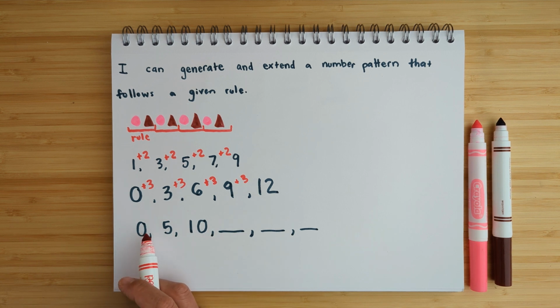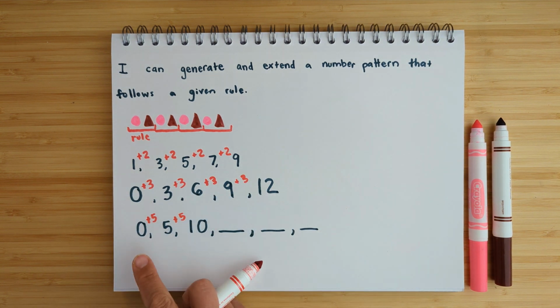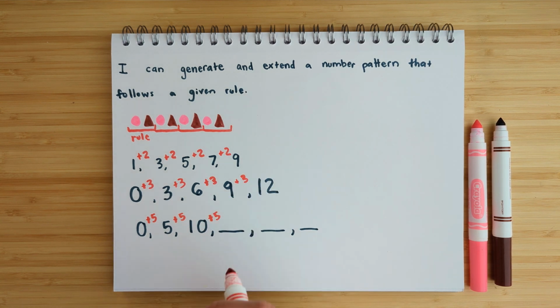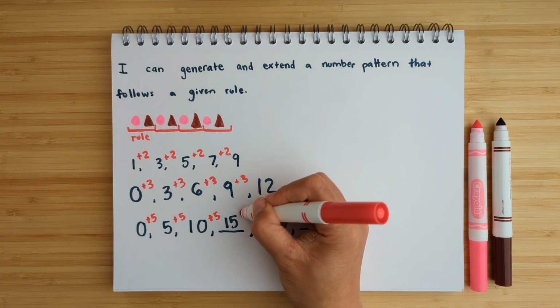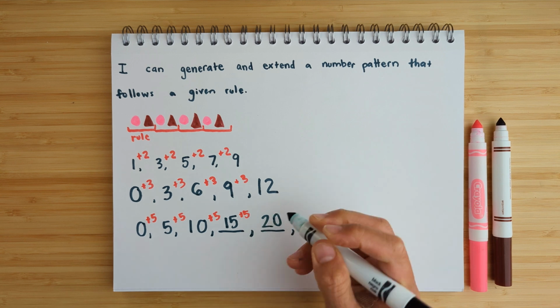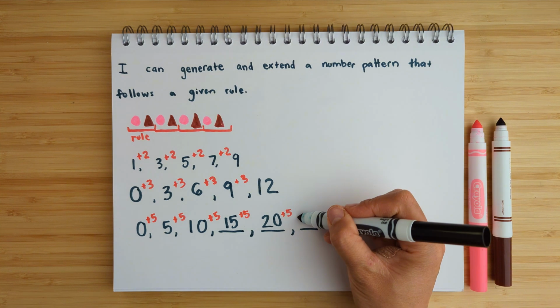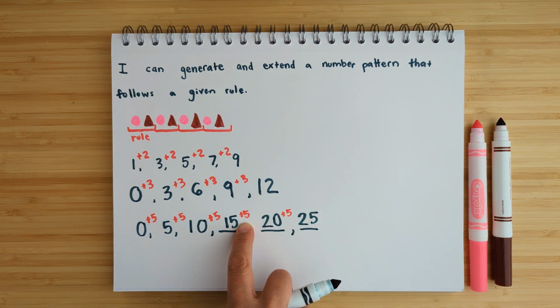So I can see 0, 5, 5, 10. The difference between these is I'm adding 5. My rule is to add 5. So just keep on applying that rule. So 5 adding on to 10 is 15. And then I add another 5, and that'll make 20. And then I keep on applying that rule, add another 5, and that'll make 25. And so I have just extended this pattern because now I know the rule is to add 5.